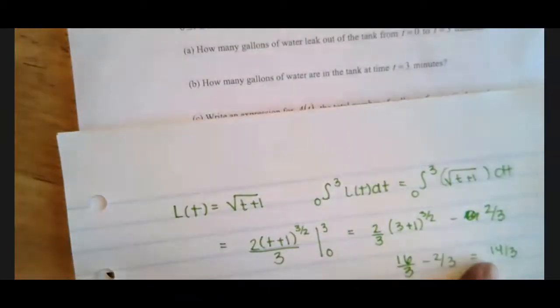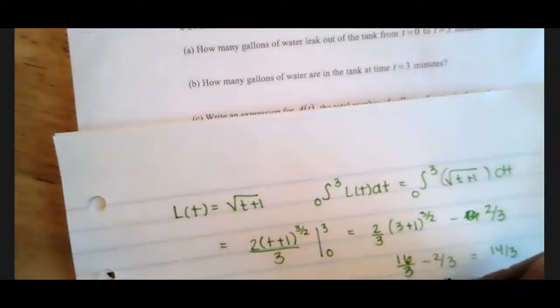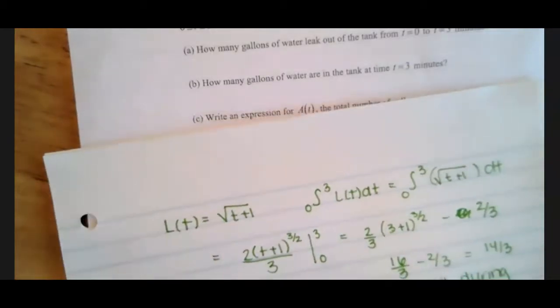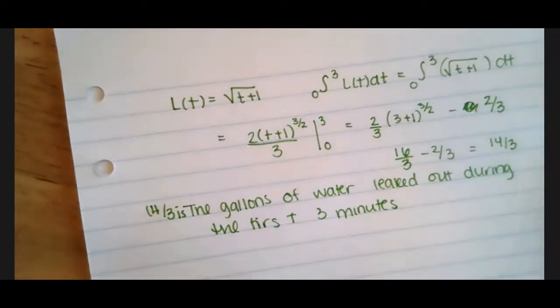So that 14/3 represents, in terms of a sentence, the gallons of water leaked out during the first 3 minutes. 14 thirds is the amount of gallons leaked out. 14 thirds is the number of gallons leaked out during the first 3 minutes.